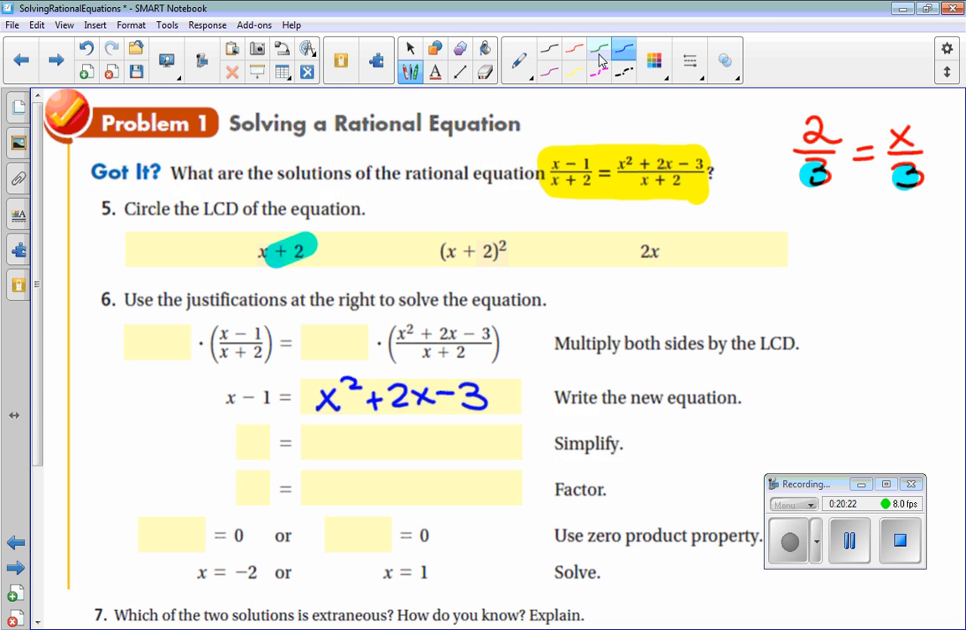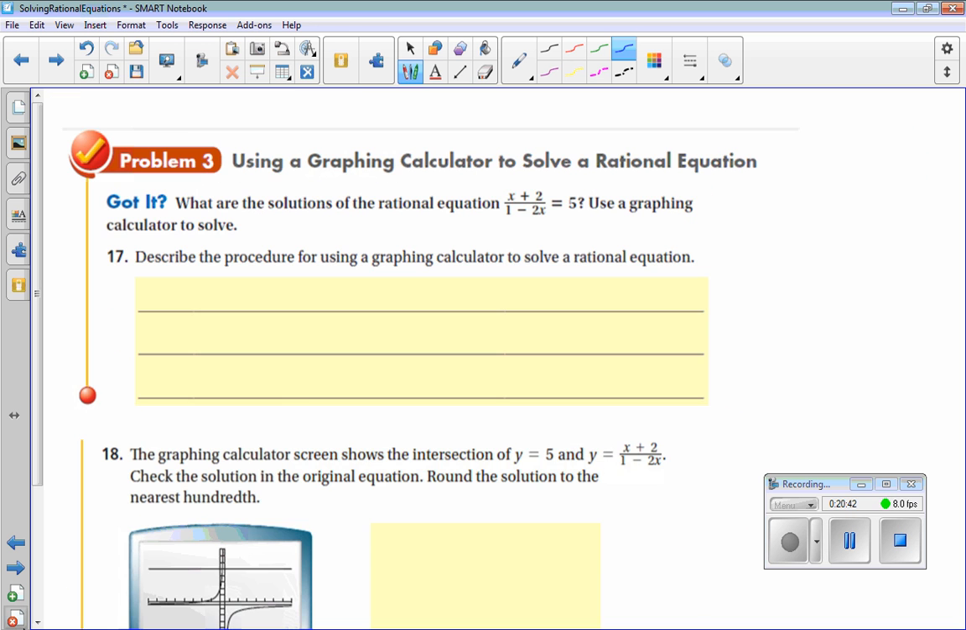Could you just cross out the denominator? Well, we don't cross them out, because the reason that it algebraically works, Christian, is if I multiply both sides by the denominator, then yes, they do reduce that way. But the reason that that works is because I'm multiplying by the denominator.